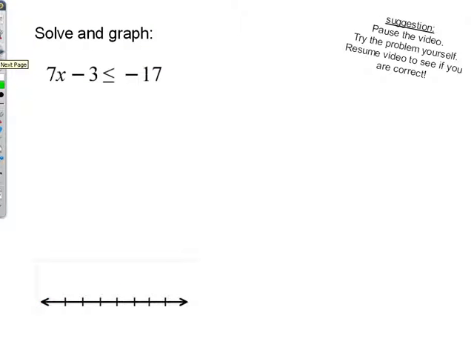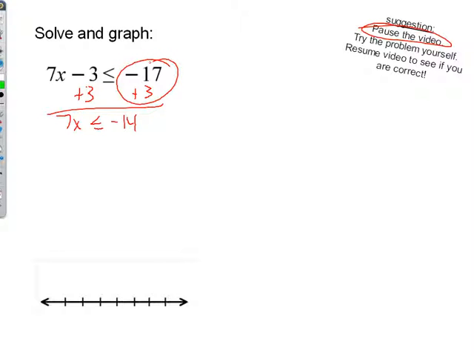Okay, solve and graph. At this point, you can pause the video and try these yourself. Otherwise, stick with me and see how this works. We're going to isolate x, so I'm adding 3 to both sides. I get 7x is less than or equal to negative 14. This is where a lot of people run into trouble. If you don't know your negative and positive integer rules for addition, subtraction, multiplication and division, this is where you might run into problems. So please be aware of that.